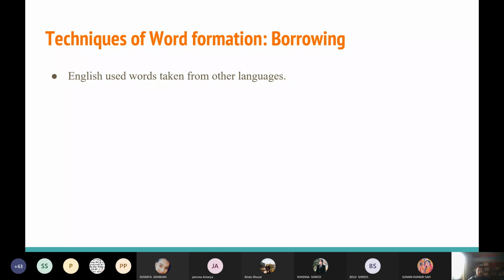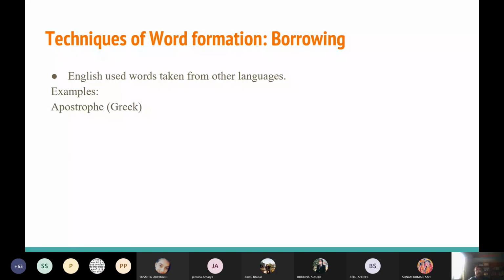As I told you, English uses words taken from other languages. There are more than 7,000 languages spoken in the world today. Among them, English is one of the 7,000, but English has used words from different languages. Let's talk about some examples here.